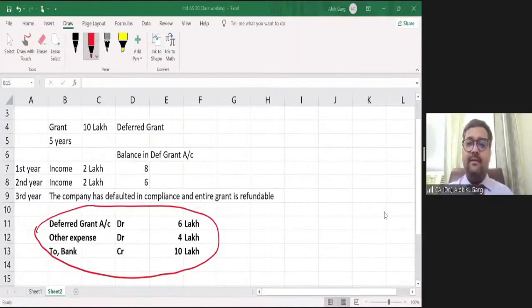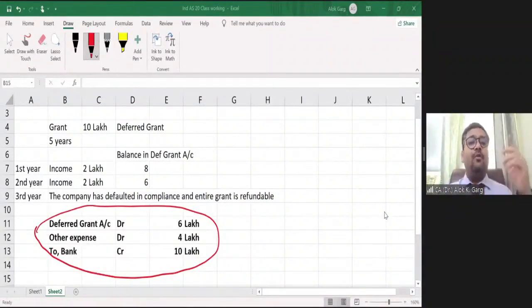Fernandez is asking, sir, what about the interest earned on the grant? How to account for it when the accounting estimate is changed? So Fernandez, first of all, I understood your query. You are saying that if 10 lakh rupees of grant has been received, and for example, I have to incur an expense of 2 lakh every year, then of course I'll deposit the balance money into my investment accounts, and I'll receive interest over that.